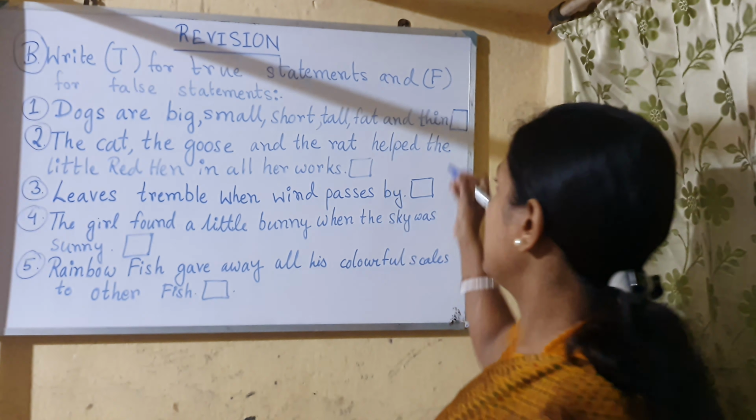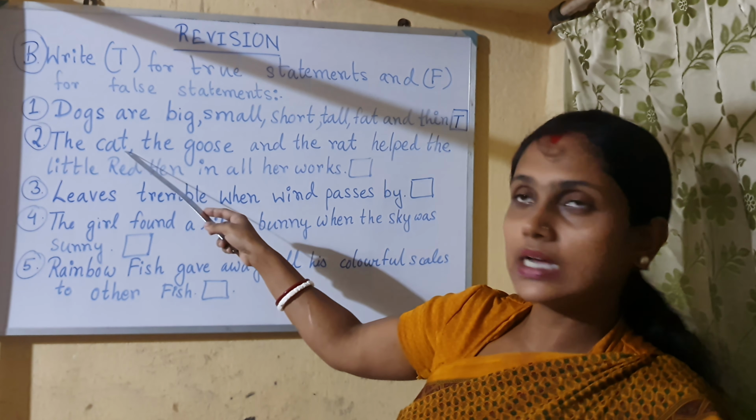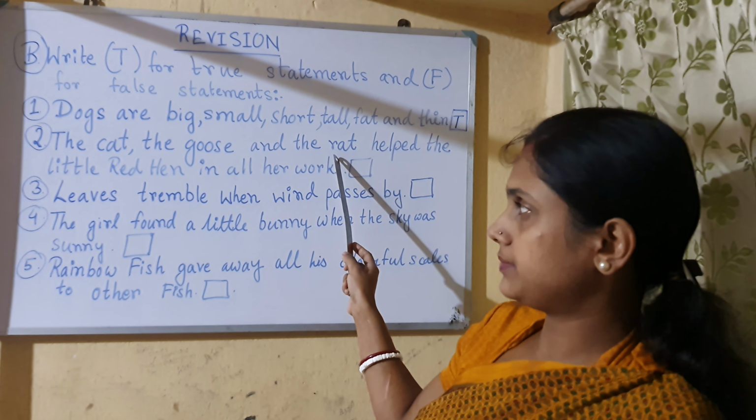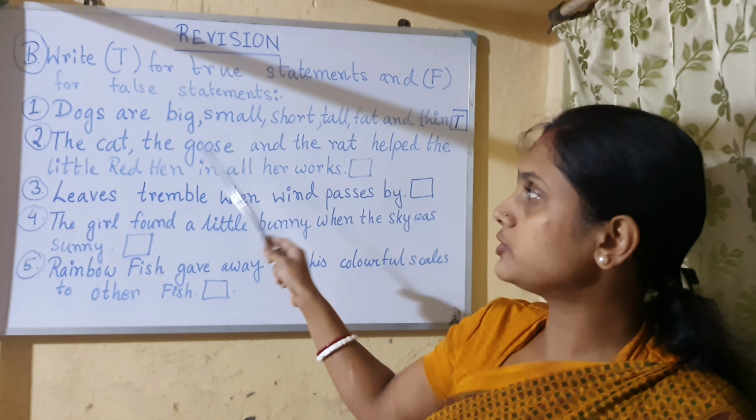Write T. Then, the cat, the goose and the rat help the little red hen in all her walks. You know that story, Little Red Hen. So the cat, the goose and the rat, they help Little Red Hen in all her walks. Did these animals help Little Red Hen or have they not helped? They have not helped, no. So this statement is not correct. So what you will write? F. F stands for false.